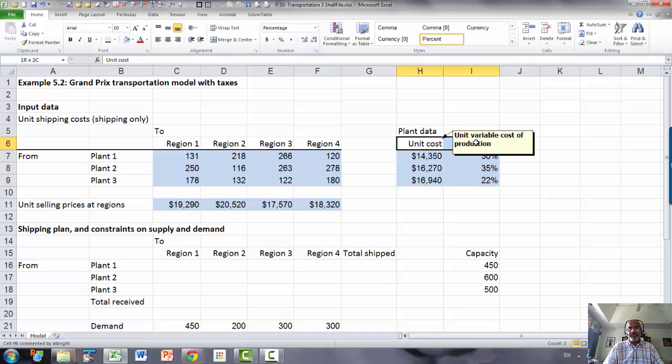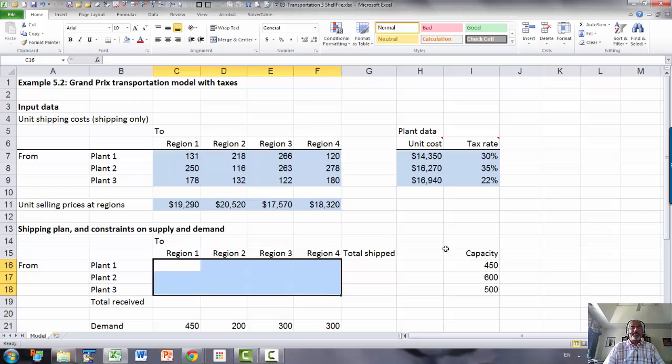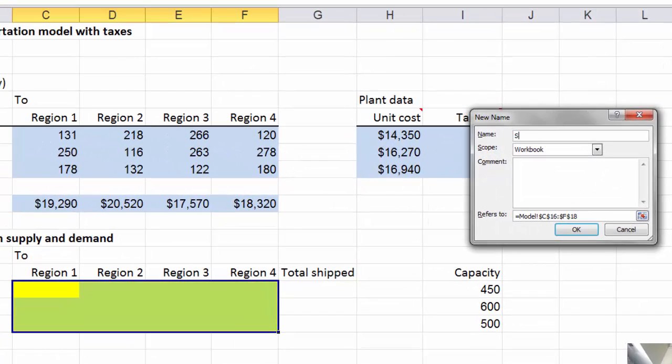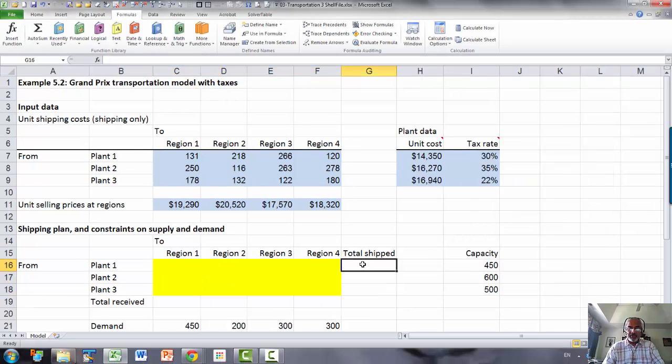Now the tax rate is as given at the plant, which is the origin. Now of course we want to determine the shipping plan. So we'll call this shipping plan. And of course the total shipped must be less than or equal to capacity.